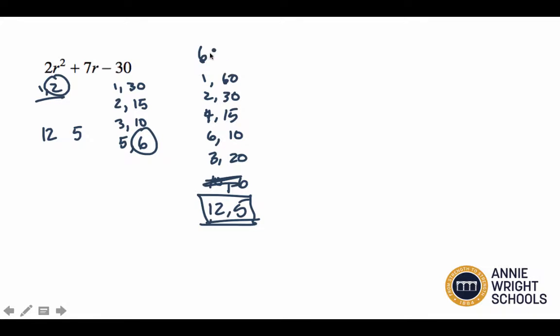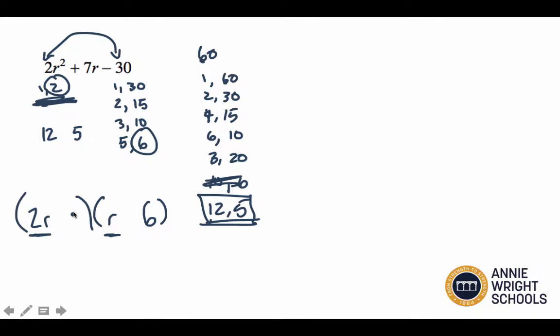Notice that those are all factors of 60, taking 2 times 30. So now that I know which give me a difference, I'm going to put a 2R and an R in the first positions. These two numbers always tell me what goes first. 2R and 1R. I need the 2 to multiply a 6. So the 6 goes here. That forces the 5 to go there.